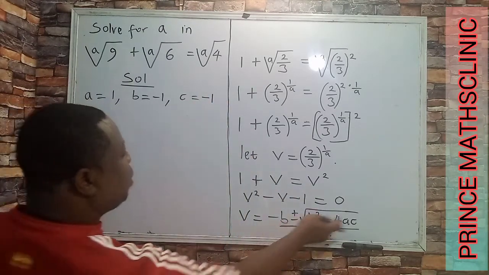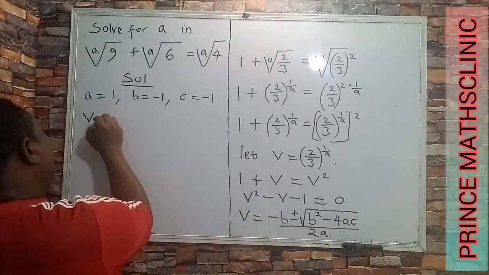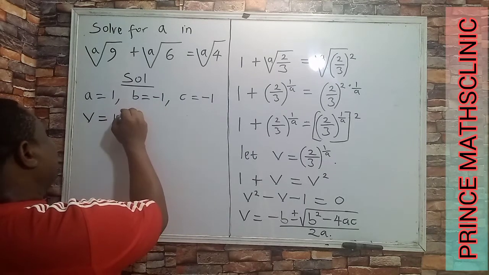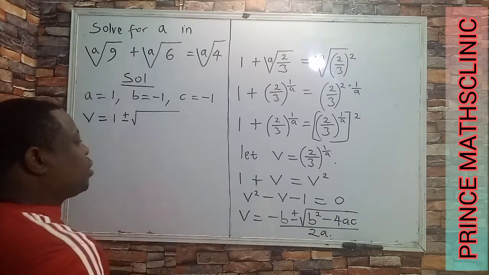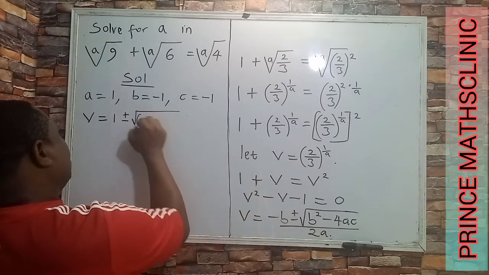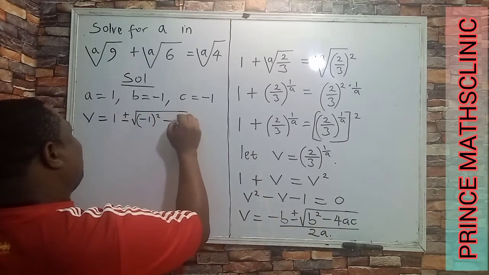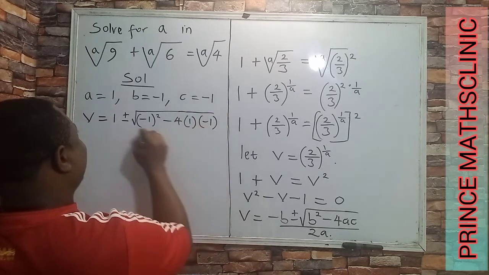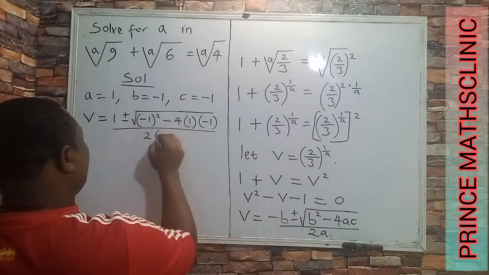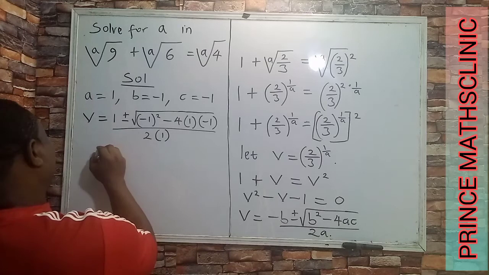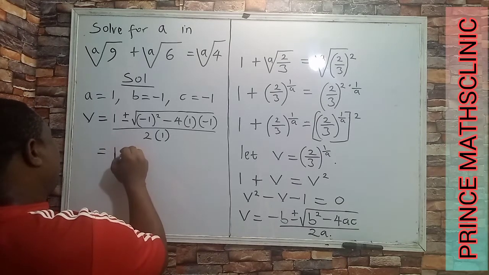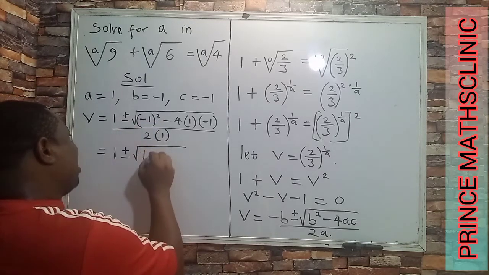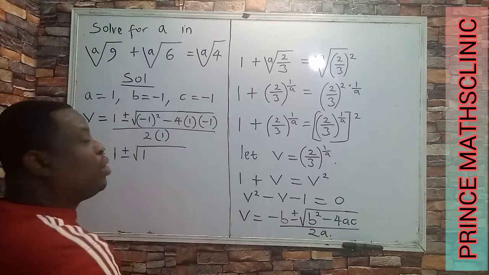So if I substitute them into this formula, that means that my v will become minus times the minus in the formula, times the minus here, become positive 1 plus or minus b squared, which means minus 1 squared, minus then 4. A is what? 1. Then c is negative 1. Everything over 2a, which is what? 1. So this becomes 1 plus or minus negative 1 times negative 1 gives us positive 1.